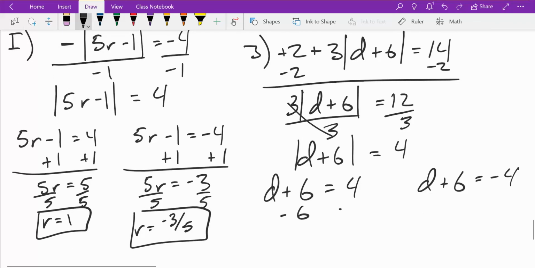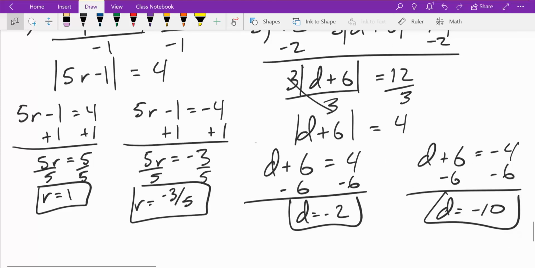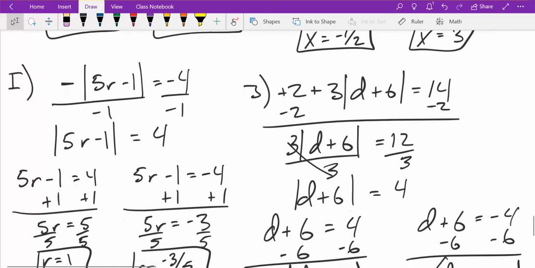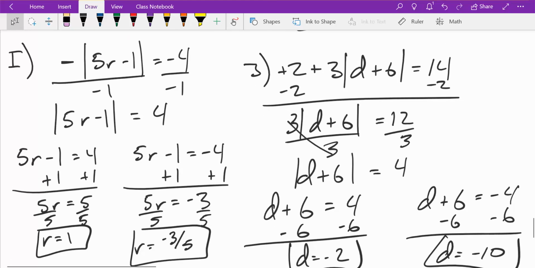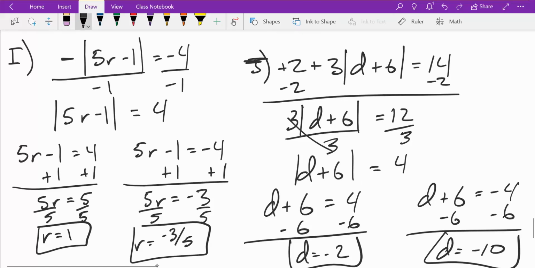From here we'll subtract 6. D equals negative 2. Subtract 6 from the other side, and d equals negative 10. So that is problem, that was I, right? J, 2 plus 3. No, that was J. This is J here. So that was problem J.